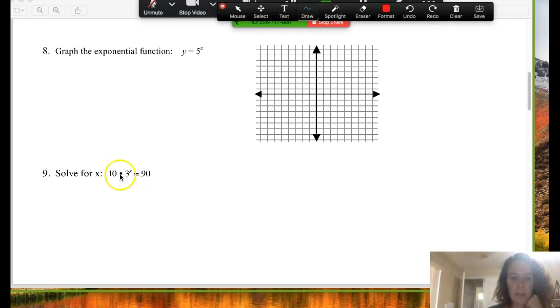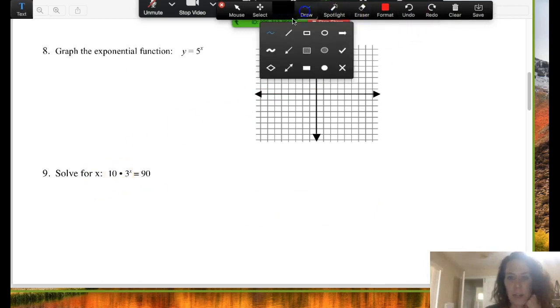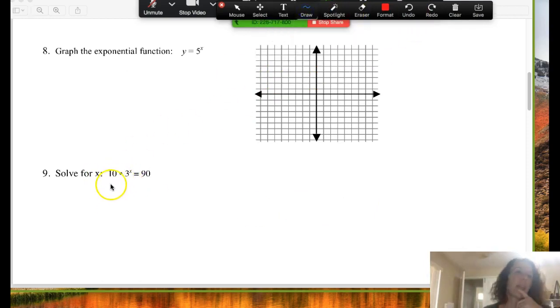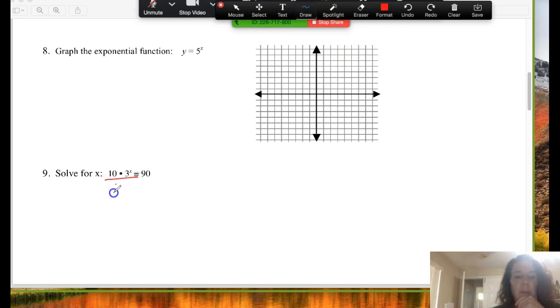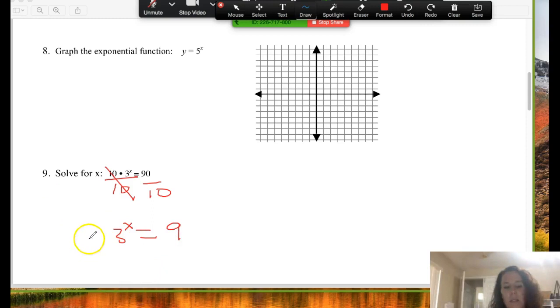Okay, this guy I want to solve for x, and I've got an exponential here. Now, usually when I solve for x, if I have exponentials, I usually use logarithms to undo them, right? I'm not going to use logarithms here. I'm going to divide both sides by 10 to get this by itself. And I'm going to get 3 to the x equals 90 divided by 10, which is 9. Now, I can't root this because I don't know what this is. And we're not using logarithms here.